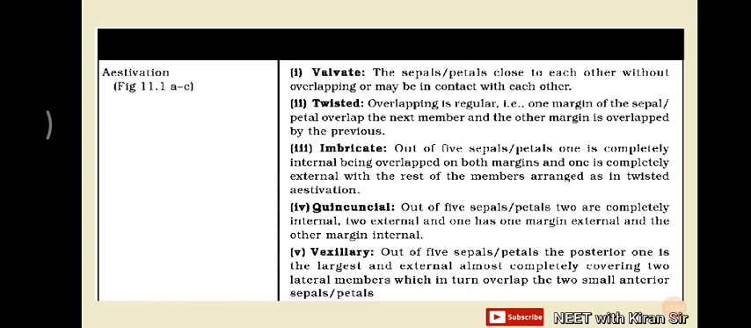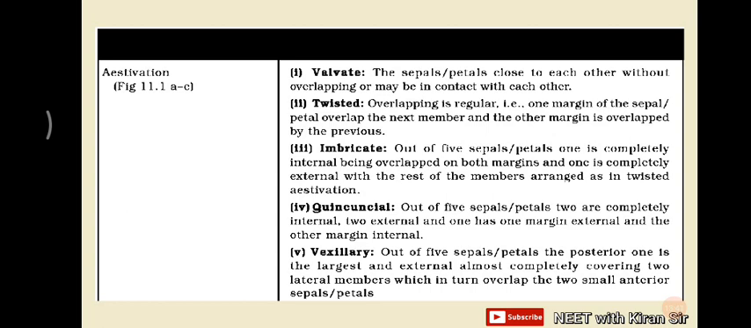Then if there is a regular overlapping, it is called twisted. Here it is irregular overlapping, where two are completely in, two are completely out, and one is overlapping. Look at that, it is called imbricate. Here one is completely external, one is completely internal. When I consider this ring, one is completely in, one is completely out, and the remaining three are overlapping each other. It's called imbricate. If two are out, two are in, and one is overlapping, that is called quincuncial estivation.